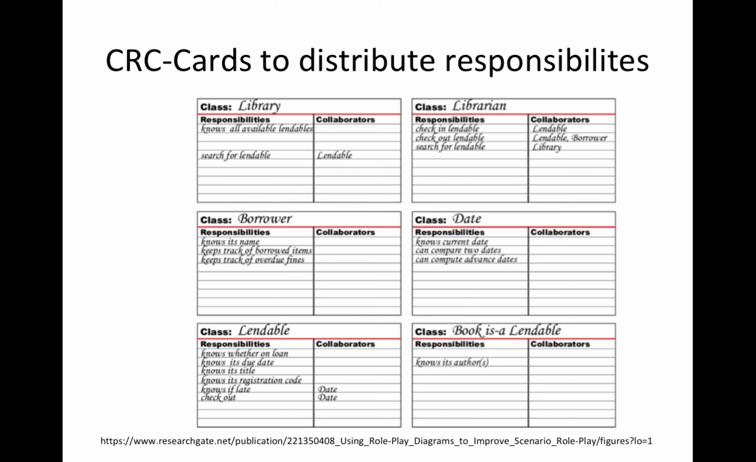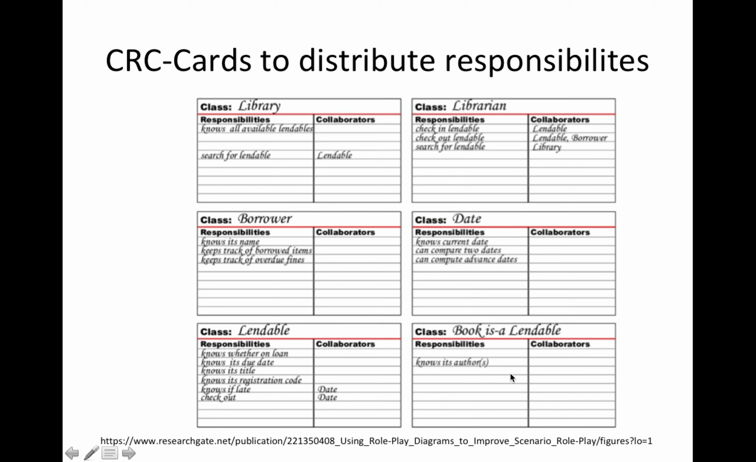Right. So as we saw last week, one useful technique when you are thinking of classes and how they should interact, how the responsibility should be divided, is the CRC cards. Here there's an example given at the site for a library system. As you can see, there is a library class, a librarian class, a borrower, date, lendable.